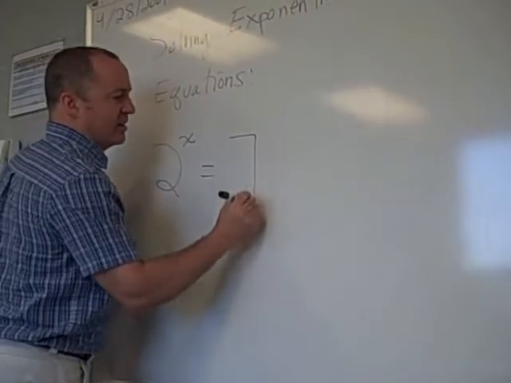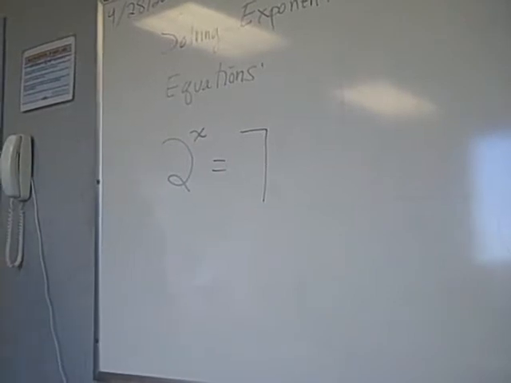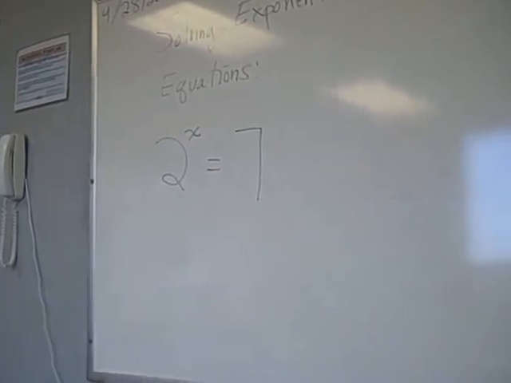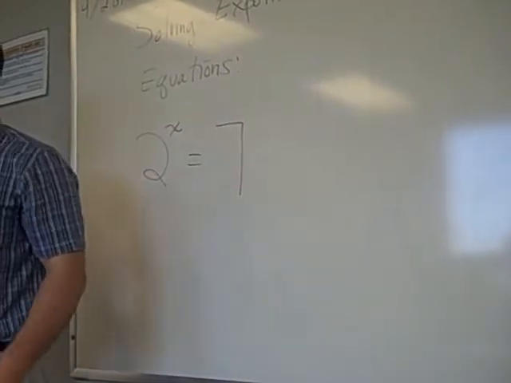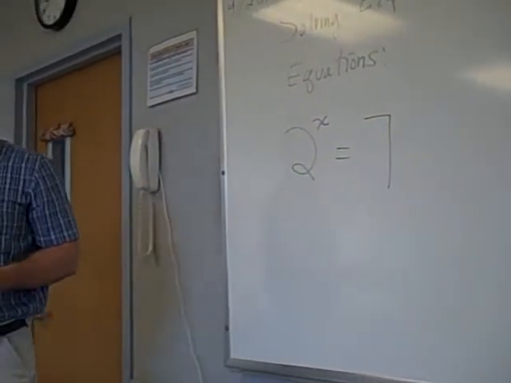2 to the x equals 7. Now you can make a guess, and I'd like you to start thinking in terms of estimating so that when your calculator hands you your answers, if you've hit the wrong button, you'll be more likely to realize it. Okay?